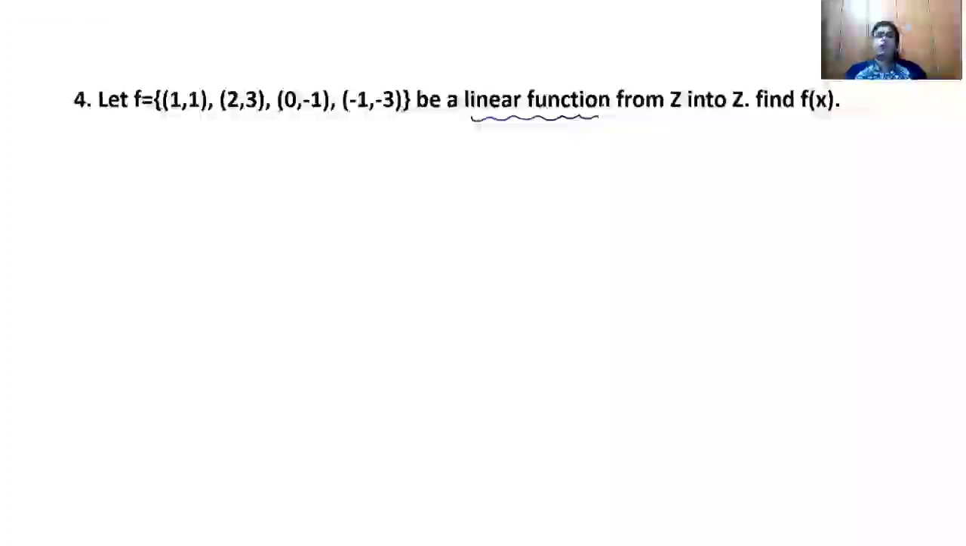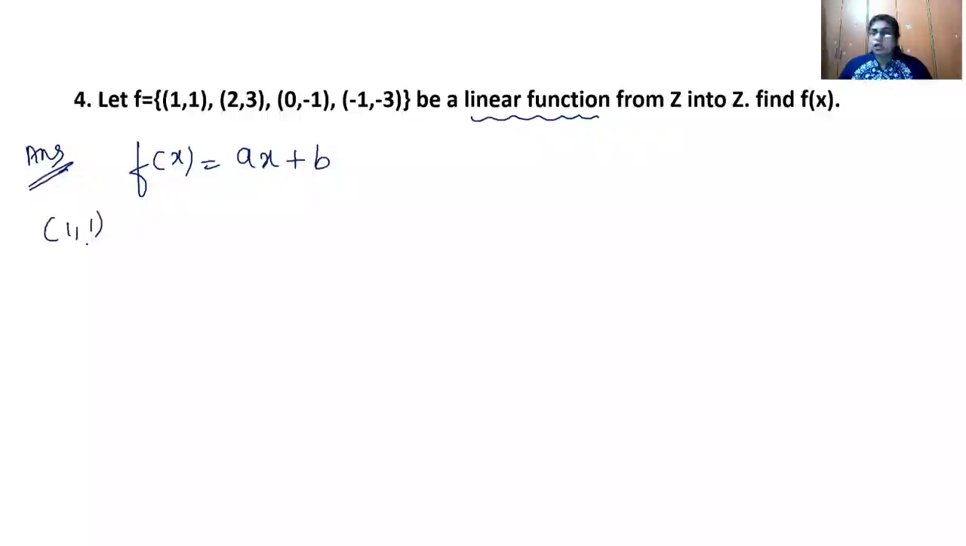So how do I define a linear function? We have learned this in our lower classes. So here we have a linear function, so let us first write the linear function. The answer here is f of x is equal to ax plus b. Now I want to find the values of a and b such that I can find f of x. For this, let us take the first ordered pair.